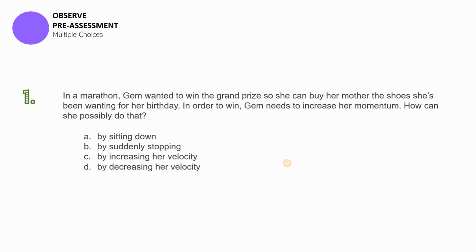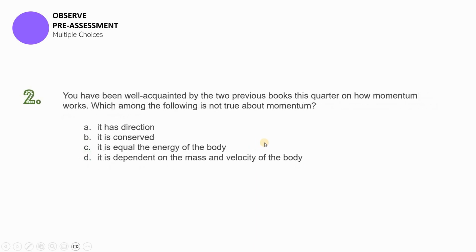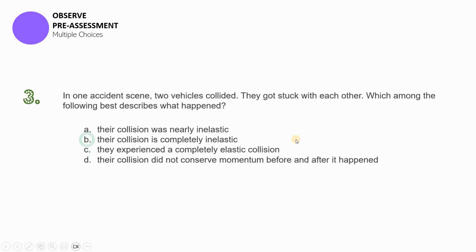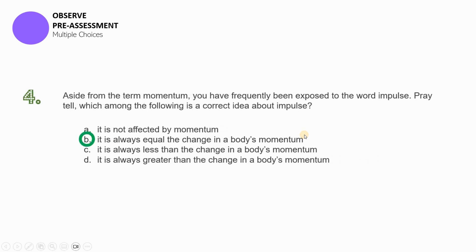For item number 1, the correct answer is letter C, by increasing her velocity. Number 2, the correct answer is it is equal to the energy of the body. Number 3, the answer is letter B. Their collision is completely inelastic. Number 4, the correct answer is letter B. It is always equal to the change in a body's momentum.